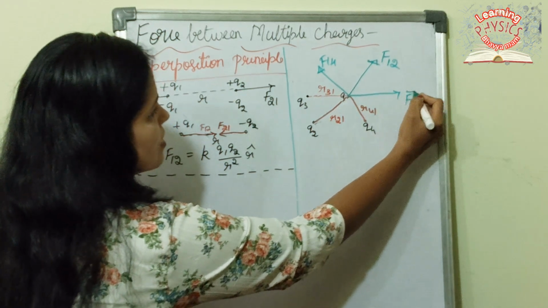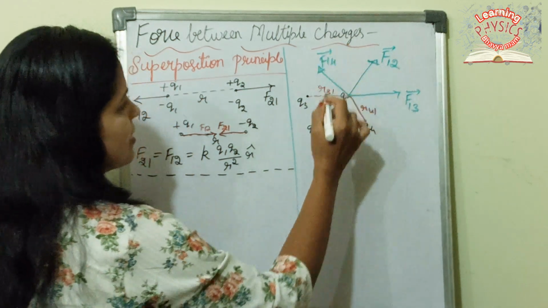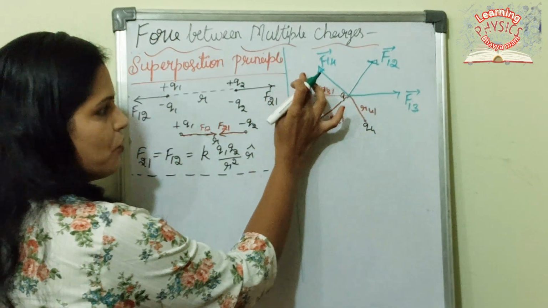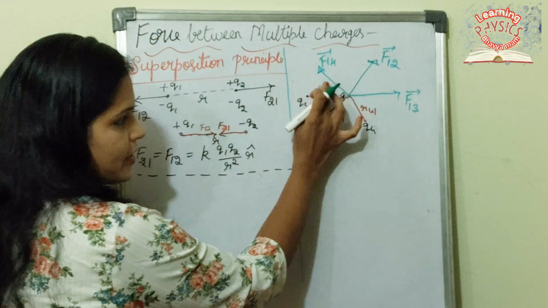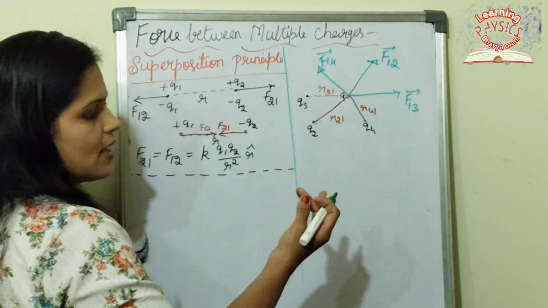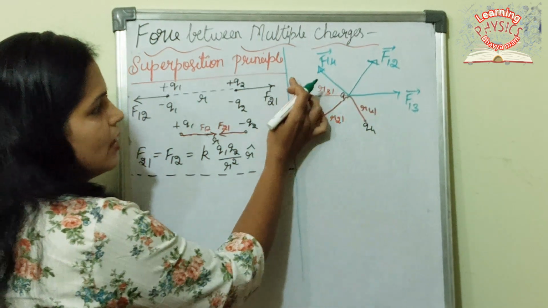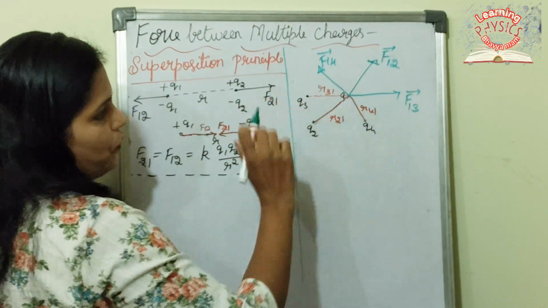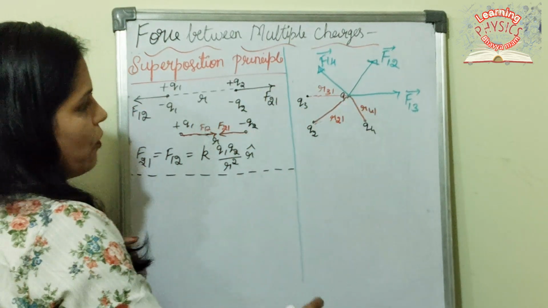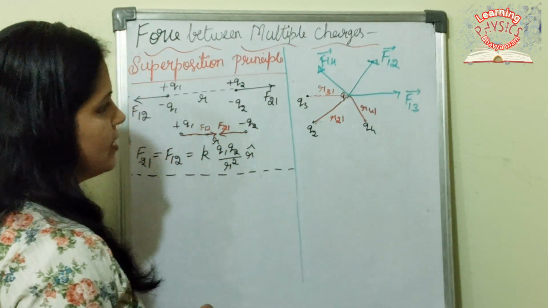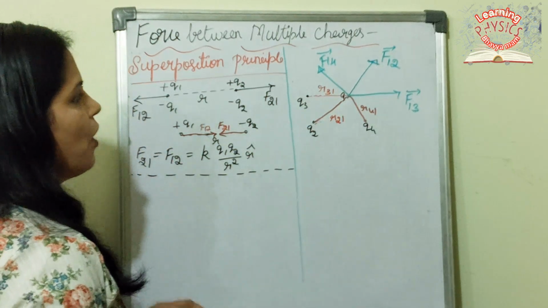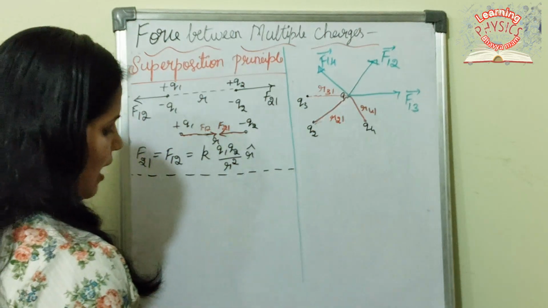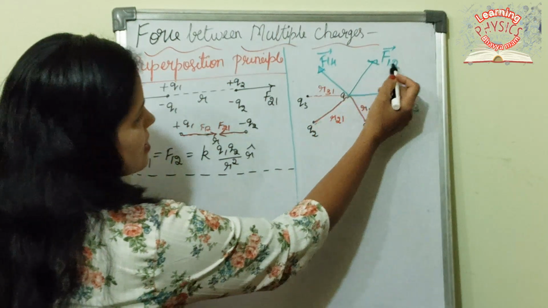Like this, if there are n number of charges, let it be 10 charges, then you have to find the direction of force due to the 5th charge, 6th, 7th, 8th, 9th, 10th, like that. So there are so many directions of forces on the charge Q1, right? So now how to add? We need to add it vectorially. For that, you have to consider any two forces. So I'll consider only the first two forces now.